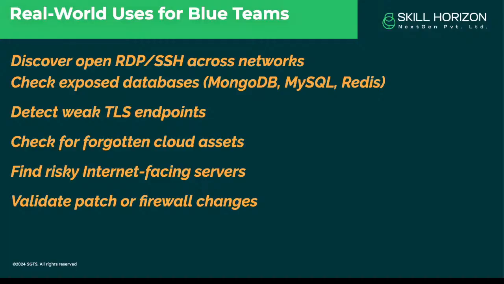The real world use cases of Zmap for blue teams are that you can discover open SSH ports, check for exposed databases, detect weak TLS endpoints, check for cloud assets, find risky internet facing servers, and validate patching and firewall changes. So these are all the things you can use it for in the SOC or blue team.